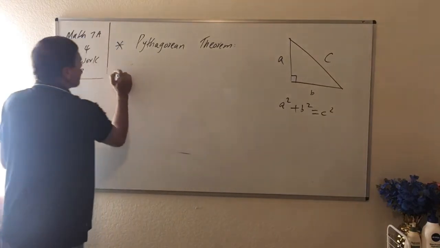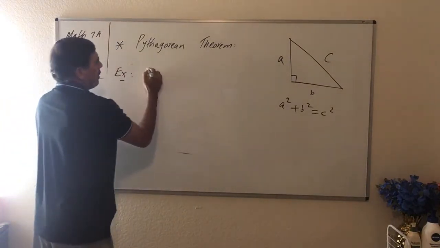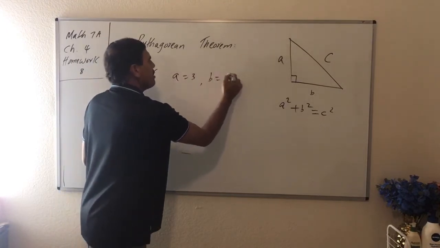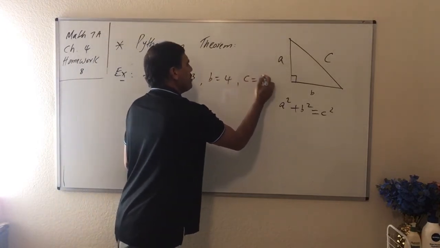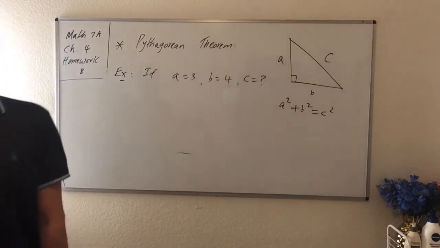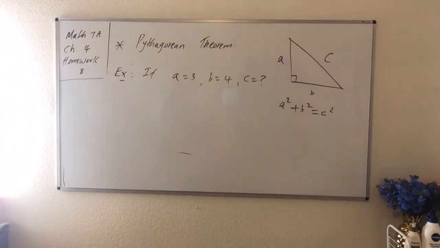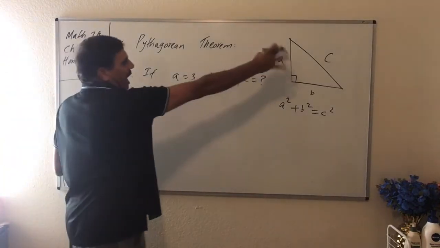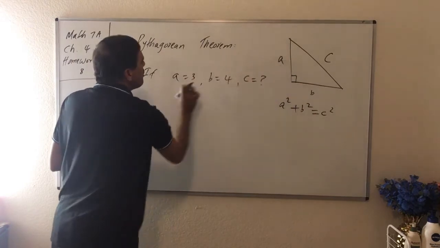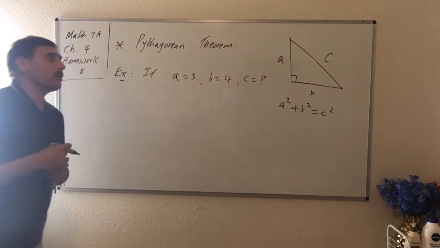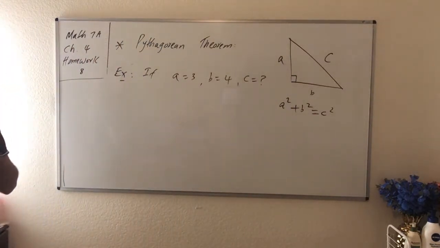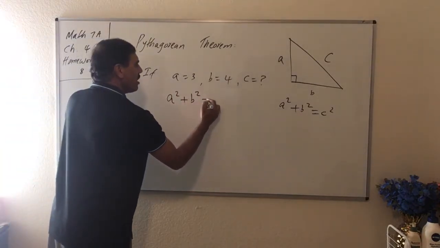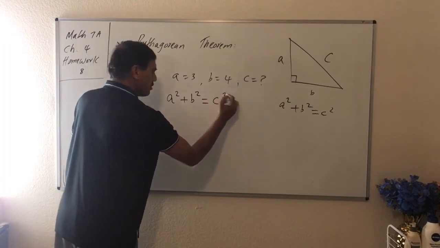Here is a quick example. If A is 3 and B is 4, what is the value of C? We must have two values to find the third one, and we're assuming in every problem that these are the sides of a right triangle, a triangle with a 90-degree angle. Make sure you start this way: write the formula first. A squared plus B squared equals C squared.